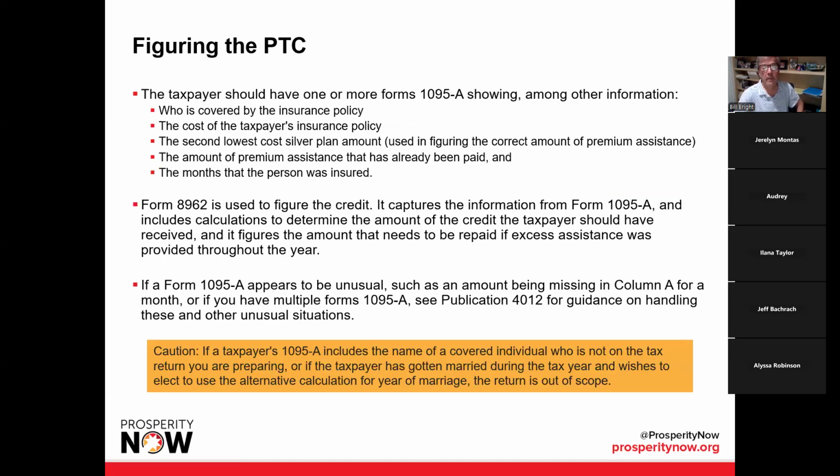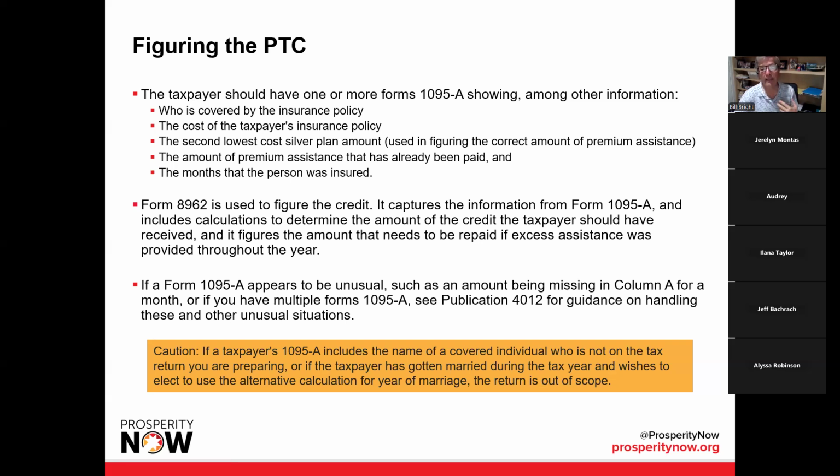Again, when they come in, part of the intake process is to ask them whether or not they purchased insurance through the marketplace. Again, the 1095-A that they have is going to show who's covered, the cost of the policy, the second lowest silver plan amount, the amount of premium assistance that had already been paid, and the amounts and the months that were insured. That's important because they've got to have that 1095. Even if they only had insurance for 1 month, they've got to have it.